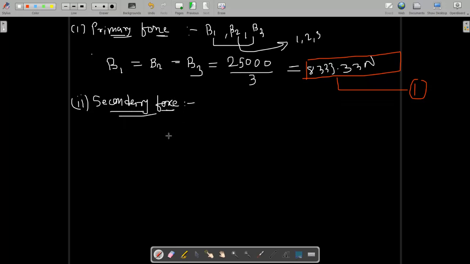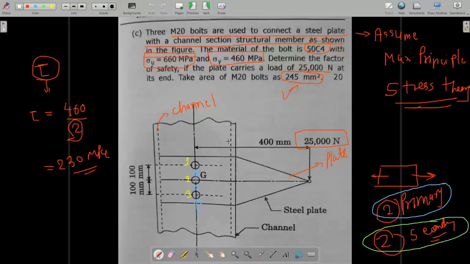So secondary force. Before calculating secondary force, we have to calculate one constant C. This constant C is the external force multiplied by the eccentric distance, that is the moment, divided by the radius square. What is the radius square? R1 square plus R2 square. Let me clear you first in the figure.